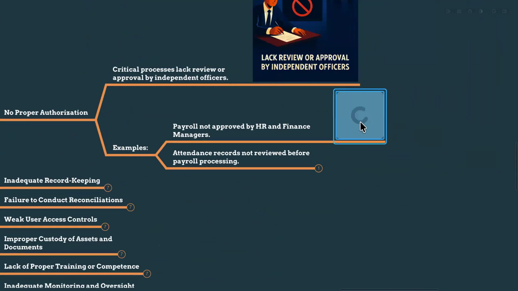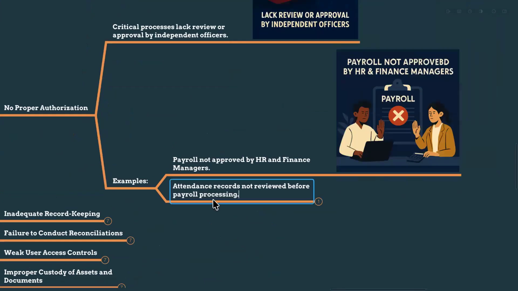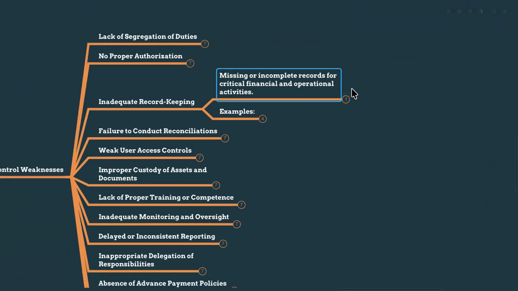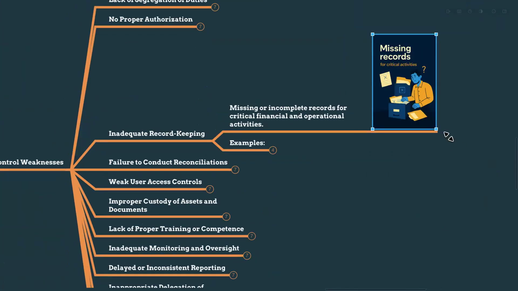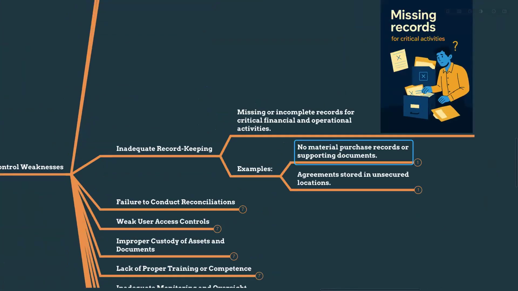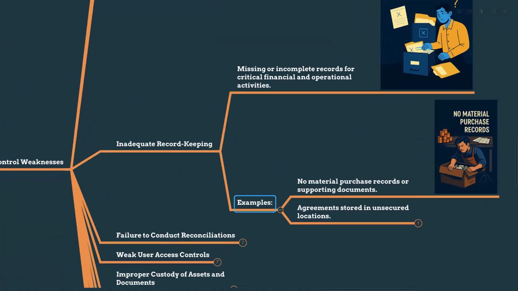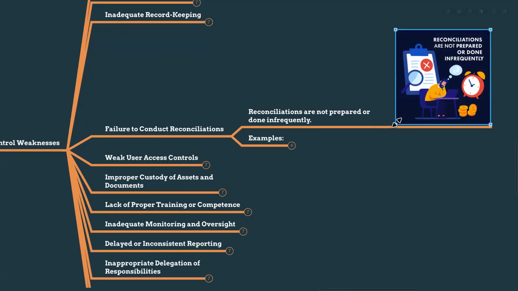Example I'm giving: payroll not approved by the HR and the finance manager, and attendance records not reviewed before payroll processing. So there is no proper authorization. And you will see inadequate record keeping. They will have missing or incomplete records for critical financial as well as operational activities. Here is the example: no material purchase records supporting the documents, agreements stored in unsecured locations. These are problems. You will see this again and again in your case studies also.